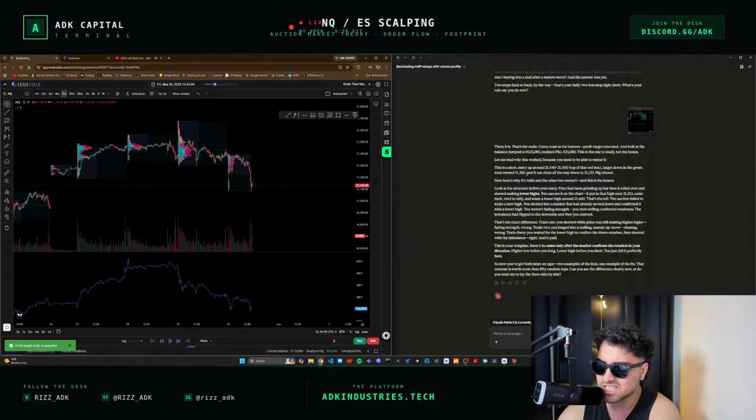You just did it perfectly here. So now you've got both sides on tape: two examples of the leak, one example of the fix. That contrast is worth more than 50 random reps. Can you see the difference clearly now, or do you want me to lay the three side by side?